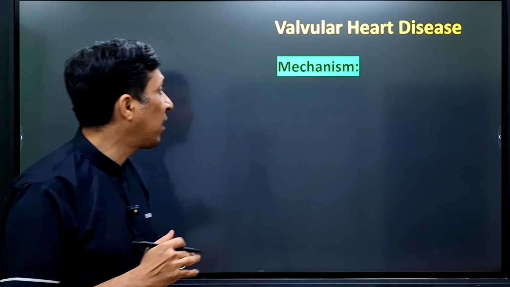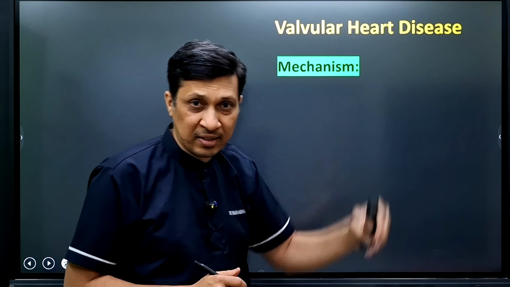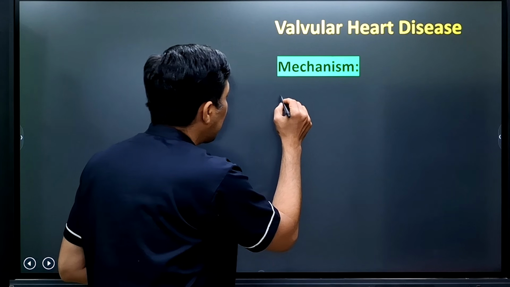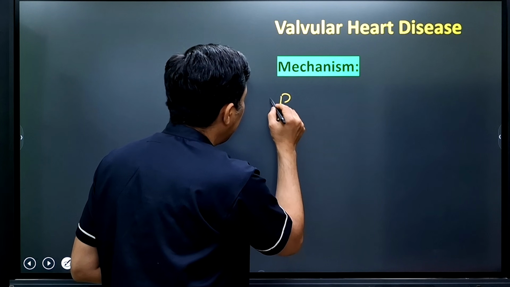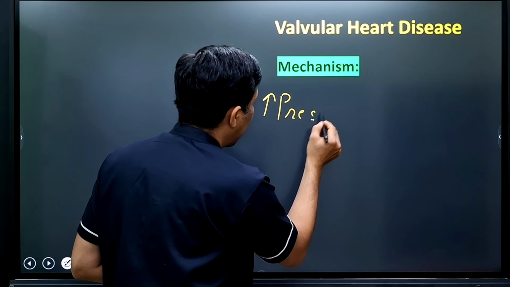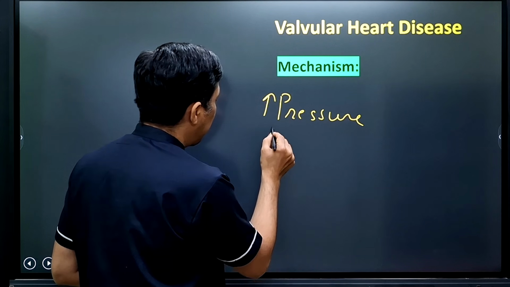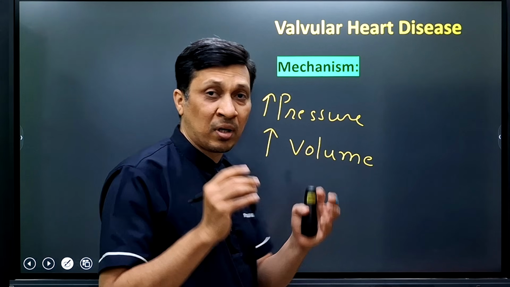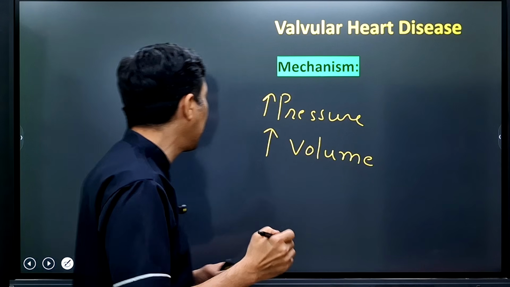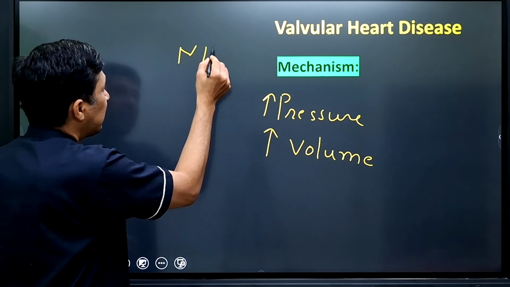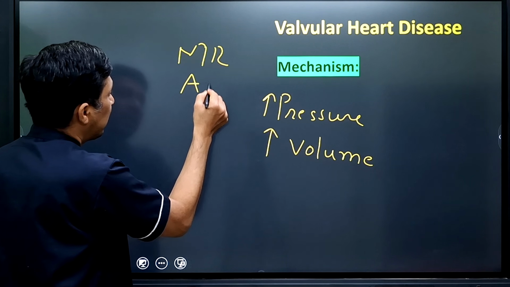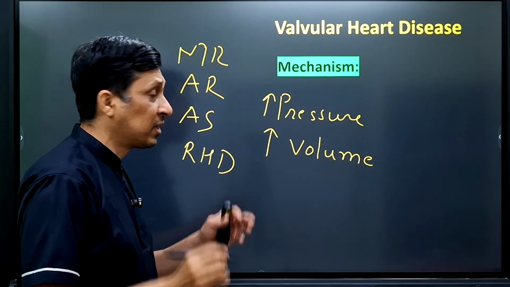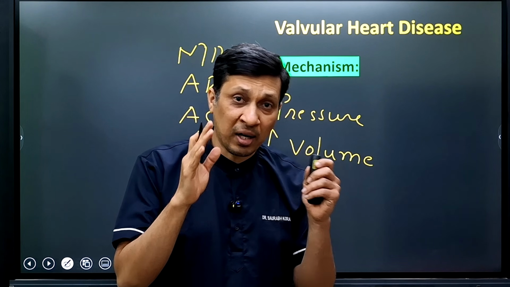Now, the fourth cause of heart failure is valvular heart diseases. Now, what is the mechanism here? The mechanism is that depending upon the valvular disease, there can be increase in the pressure or pressure overload, or there can be increase in the volume or volume overload. So the common conditions where there can be heart failure are like mitral regurgitation, aortic regurgitation, aortic stenosis, rheumatic heart disease. So this is the mechanism of failure in valvular heart disease.